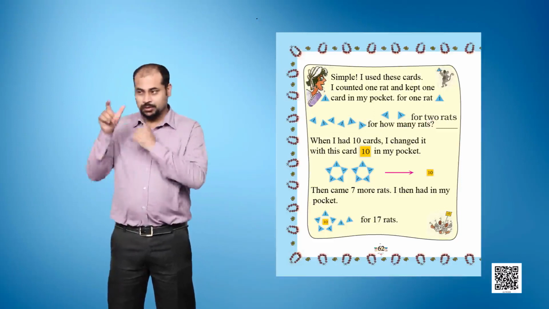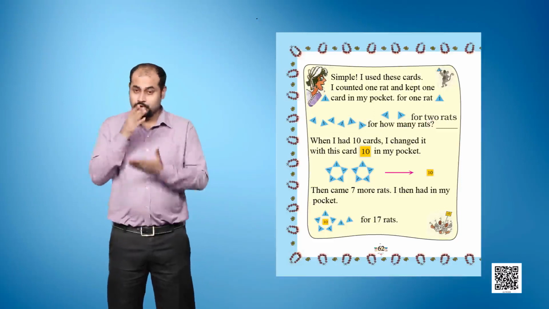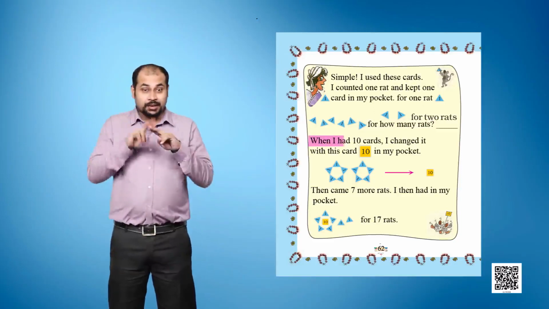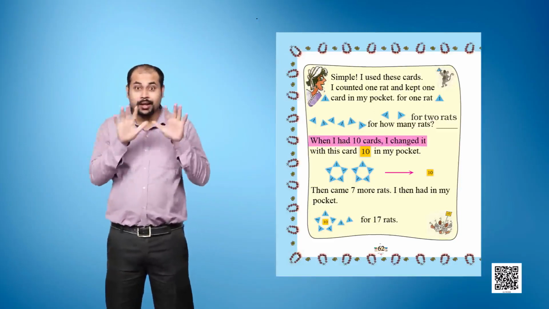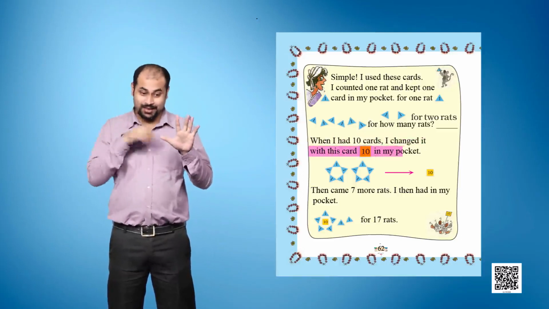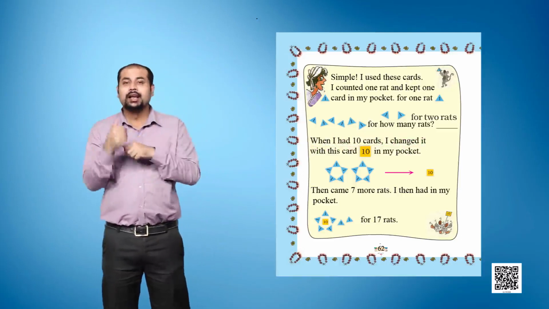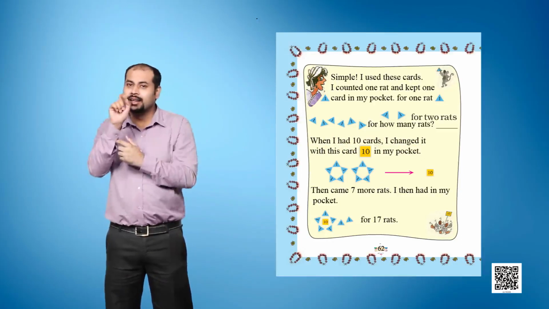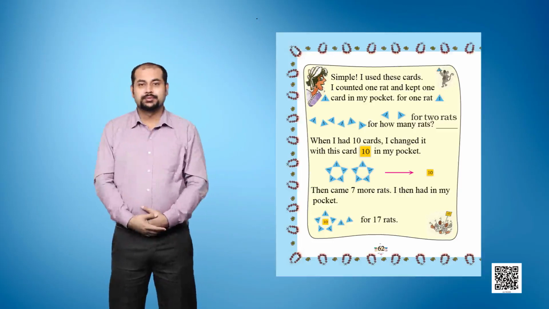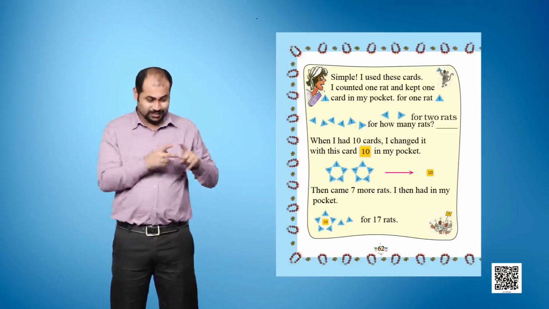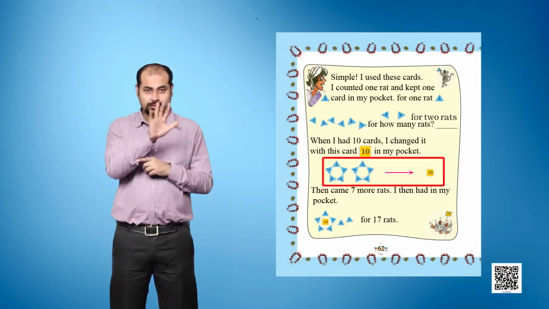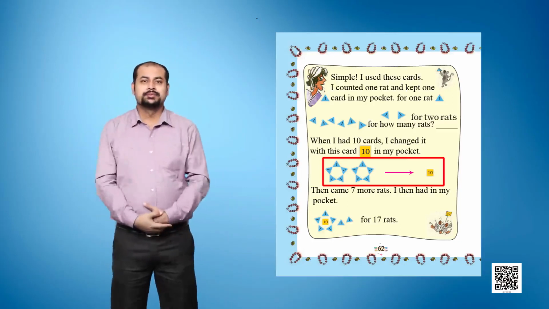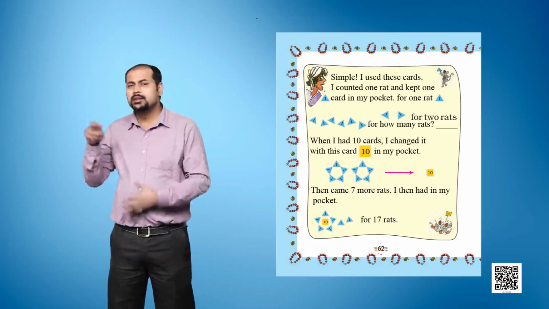The flute man continues, "When I had 10 cards, I changed it with this yellow card in my pocket." The picture shows 2 rings made of 5 triangle-shaped blue cards with an arrow pointing at 10.